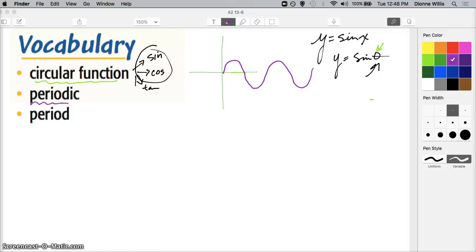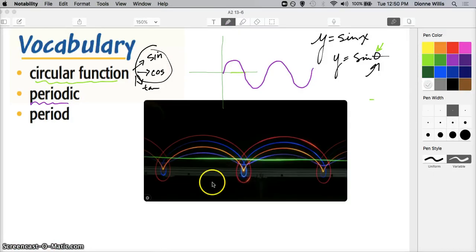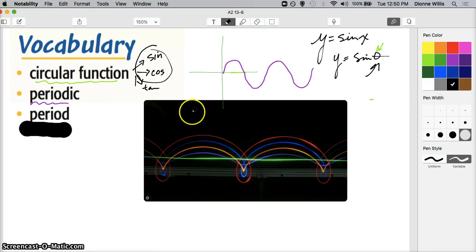Let me go back, and I'm going to pause here so I can insert this picture. Let's see if I can actually break down what a period is next. And so the idea of a period is going to be as follows. I'm going to do the period in white here.